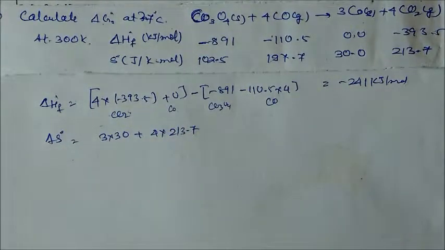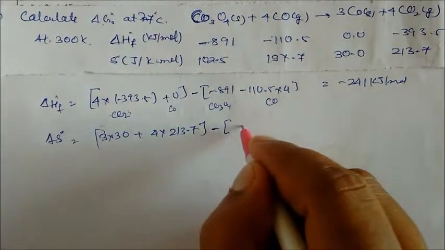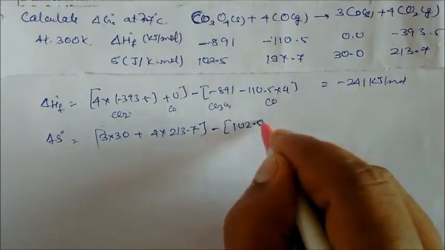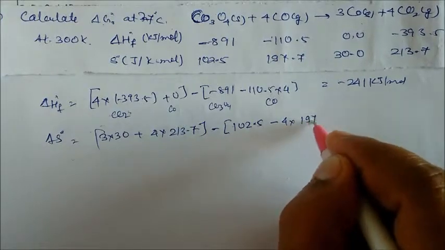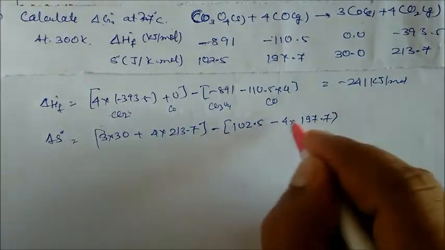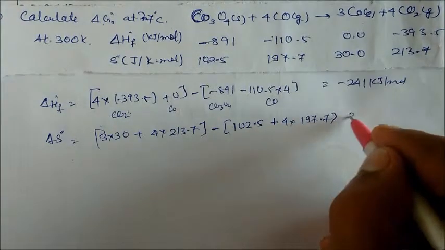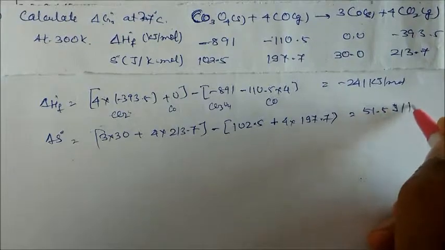Okay, so here again this is this much, and minus this will be 102.5. And again minus 4 into 197.7. So here we are subtracting; you add it, subtract it. So on adding here we'll get the value 51.5 joule per Kelvin more.